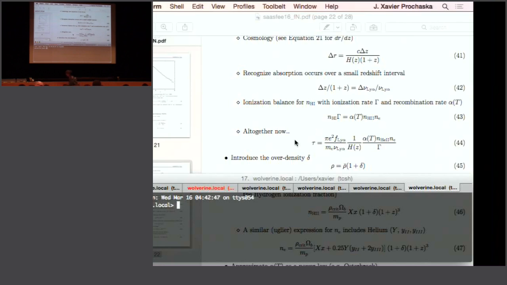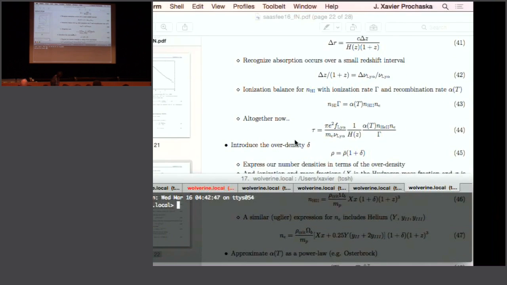Does that say helium? I'm sorry, that's a typo. Hydrogen 2. I care a lot about helium 2, but not for this workshop. Sorry, I'll fix that. Yep, good catch.